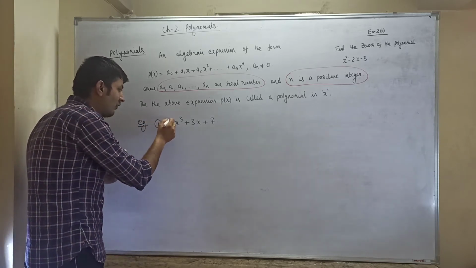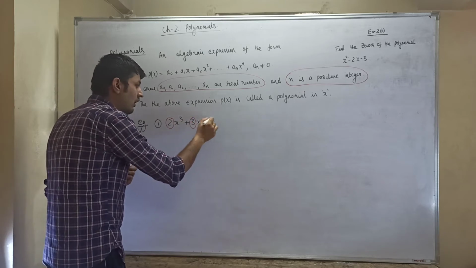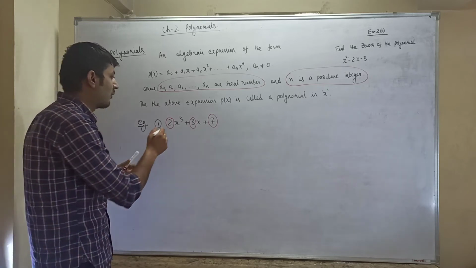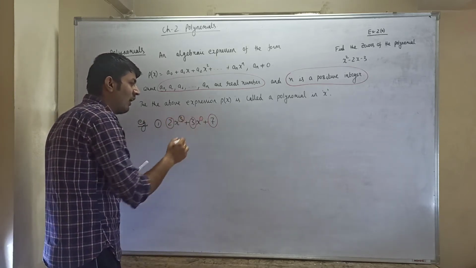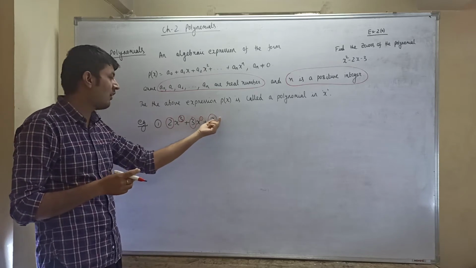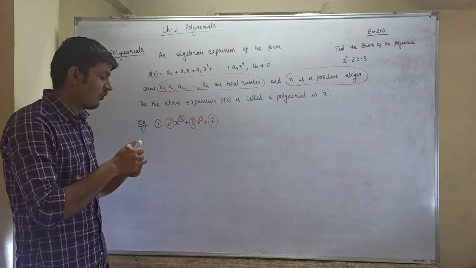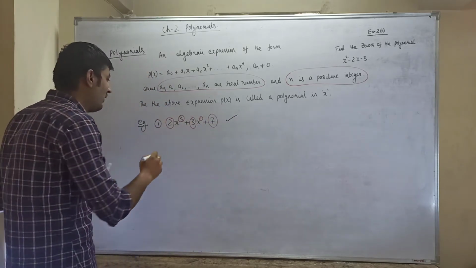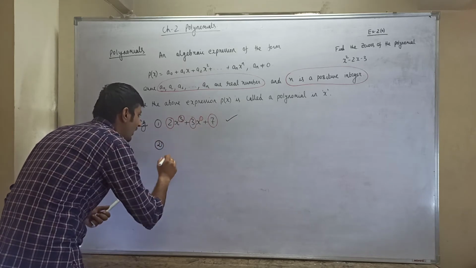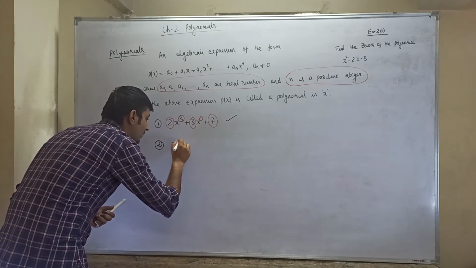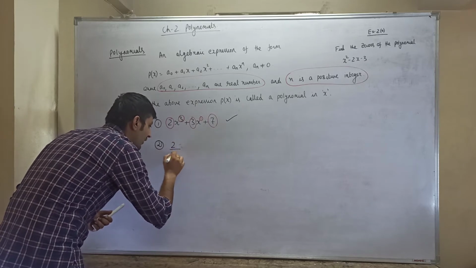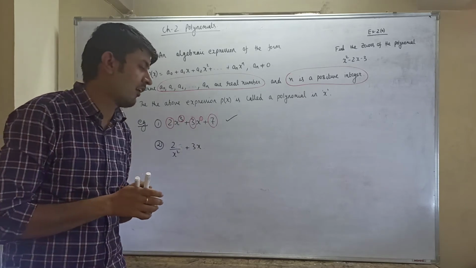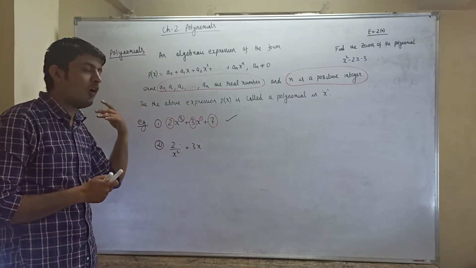As you can see, what are the coefficients here? 2, 3, 7, and they are real numbers. And what is the power? The power is 3, where nothing is written it means 1, and here nothing is there, which means 0. So these are positive integers, and this is your polynomial. Let me take one more. Suppose I write 2 by x squared plus 3x. Whether it is a polynomial or not.